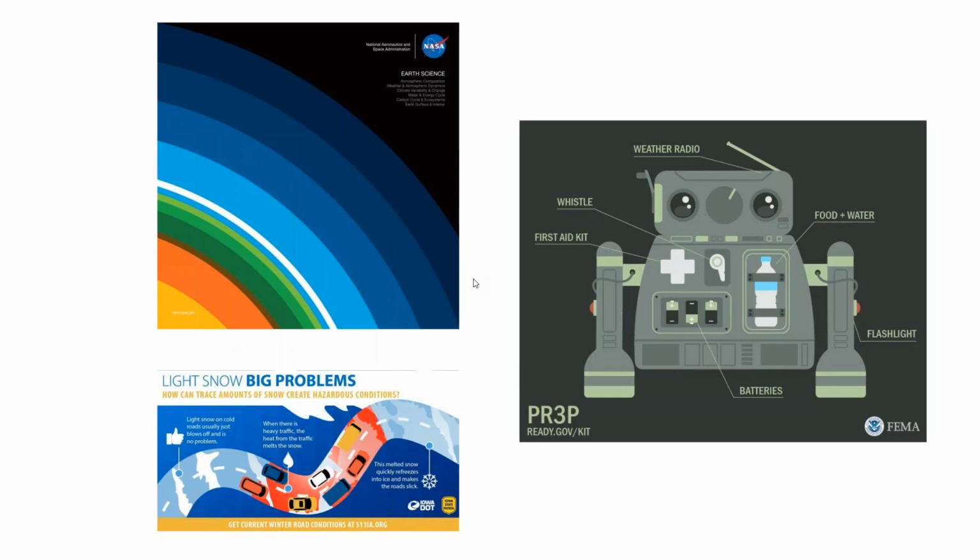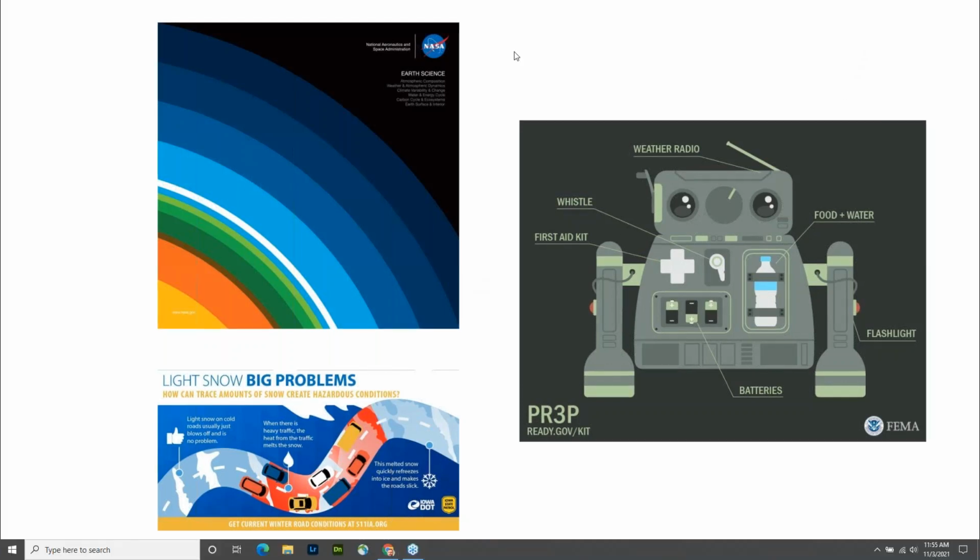Here's just a few more images, actually from government agencies. So there's a NASA poster, which I know was a contract with an artist. Iowa DOT has some great infographics, so I have several images in my idea folder. Here's a FEMA Star Wars themed preparedness robot with flashlight extremities, batteries, and food and water on the front of his chest, and a weather radio head. So yeah, find inspiration from multiple sources.